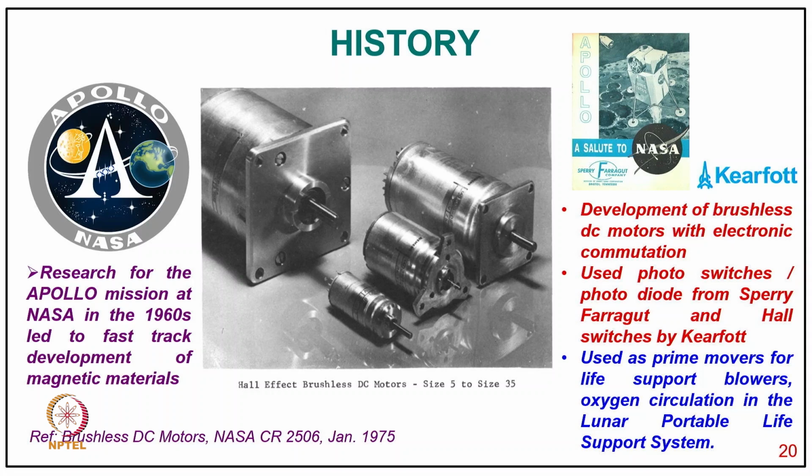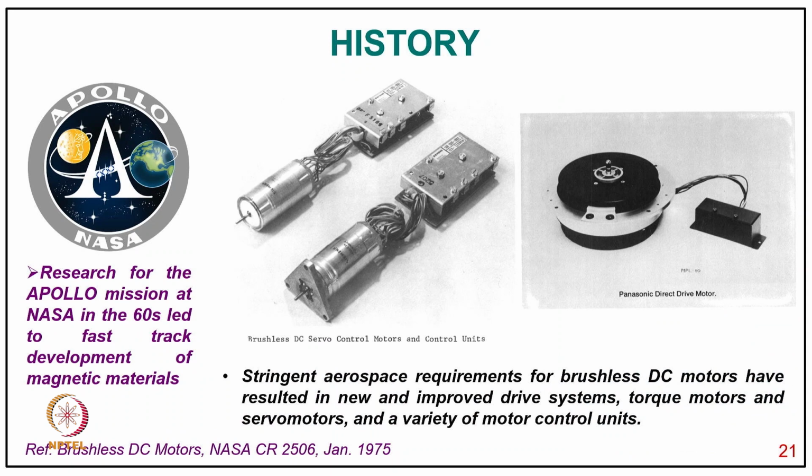And then typically the Hall effect brushless motor, which was developed by Kraft. Development of the brushless DC motor with electronic commutation used photo switches, photodiodes, and a Hall switch. It was used as a prime mover for a life support blower for oxygen circulation in the lunar portable life support system. And then typically, stringent aerospace requirements for brushless DC motors resulted in new and improved drive systems, torque motors and servo motors, and a variety of consoles, as you can see in the photograph.